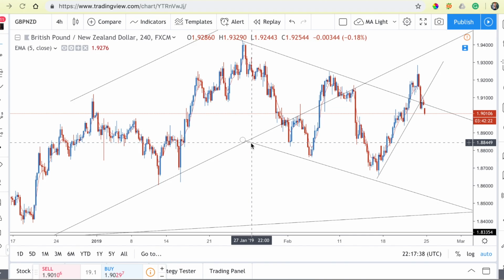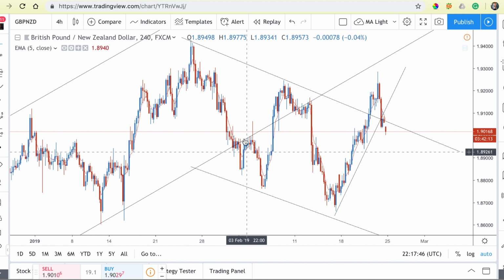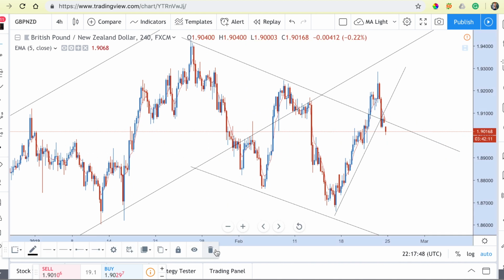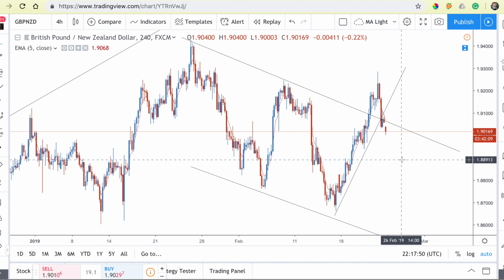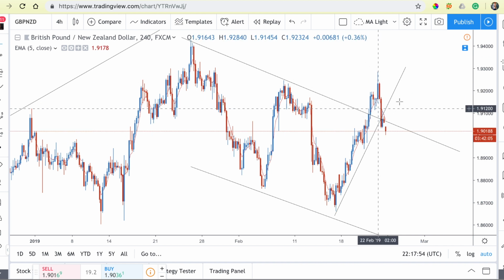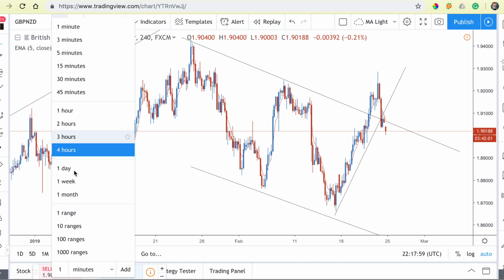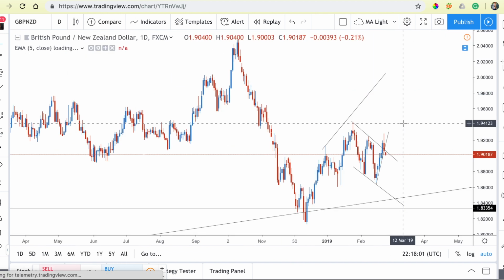GBP/NZD. This pair I'm looking to short this week, and you can see here we are currently trading in this channel here. We had a break last week. I'm going to probably take this out as a false breakout on the daily. Let's have a look at this candle, and let's see what that's like.